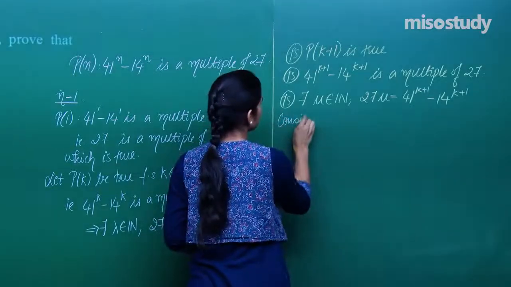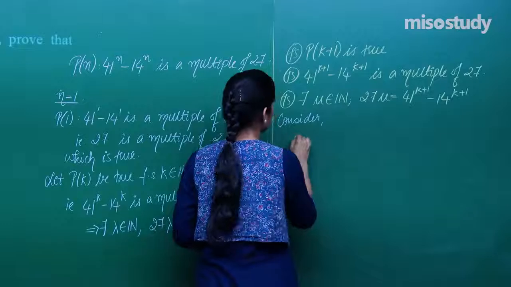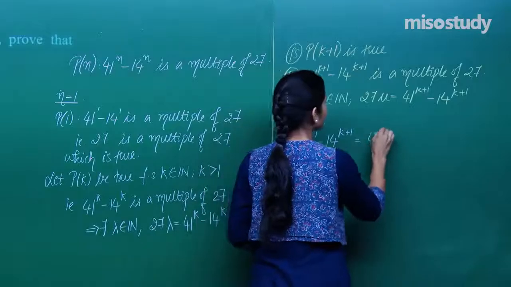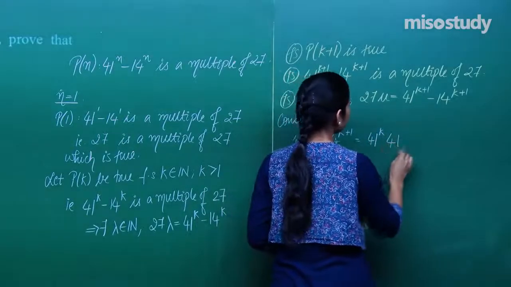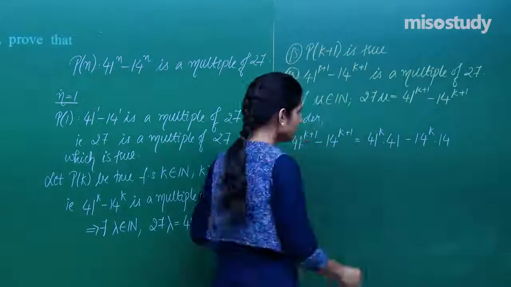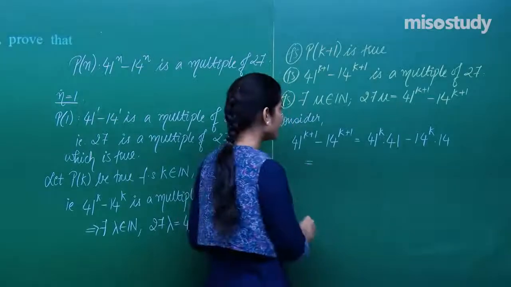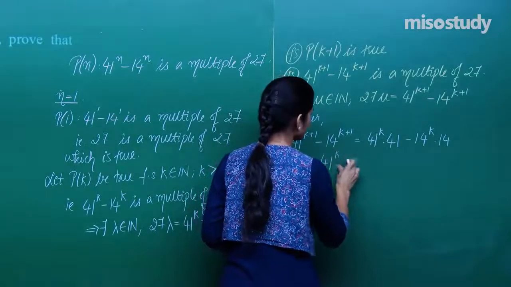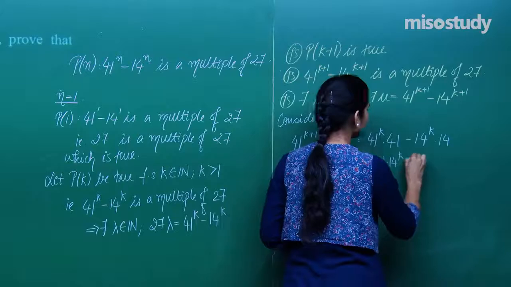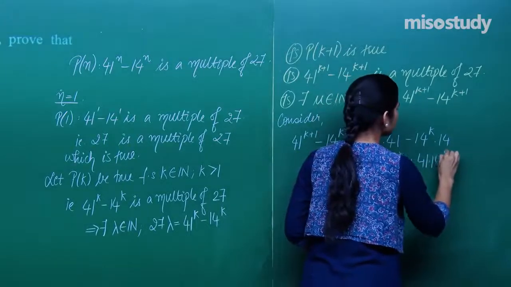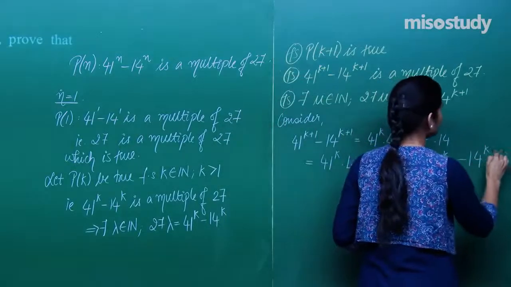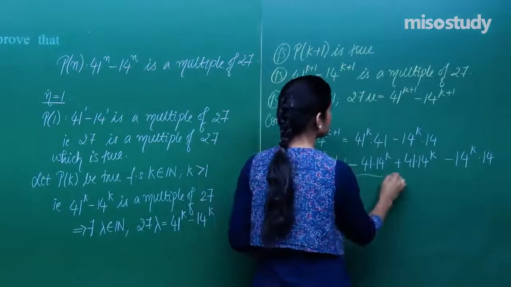Consider this quantity 41 to the power k plus 1 minus 14 to the power k plus 1. You can write this as 41 to the power k into 41 to the power 1 minus 14 to the power k into 14 to the power 1. Now I will be adding and subtracting a quantity that is going to help me reach the very conclusion. 41 to the power k into 41 minus 41 into 14 to the power k plus 41 into 14 to the power k. I have added and subtracted the same quantity, written the left out expression 14 to the power k into 14. Now look at these two and look at these two.